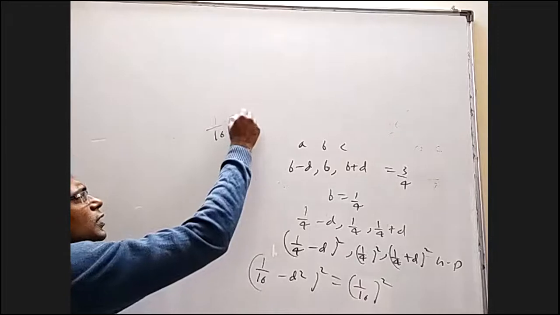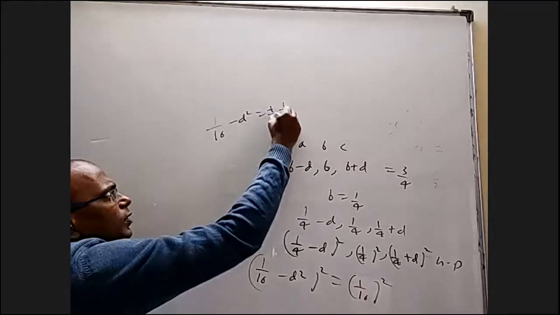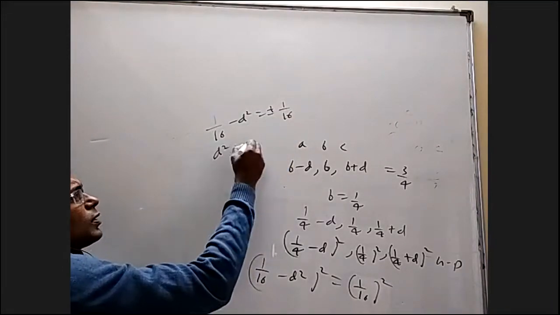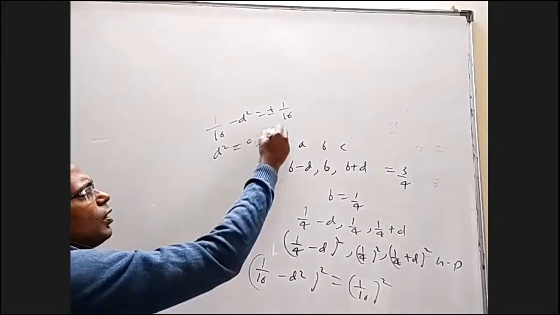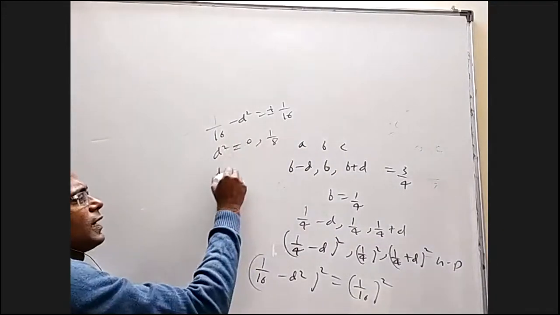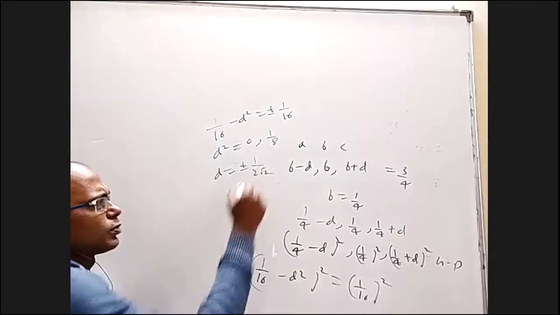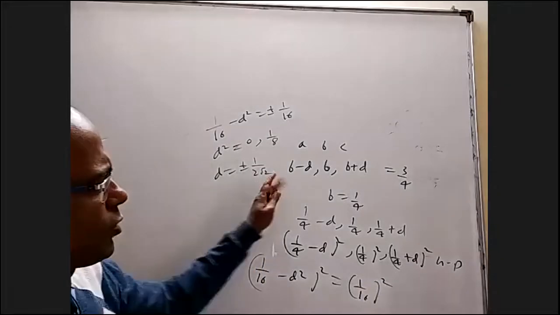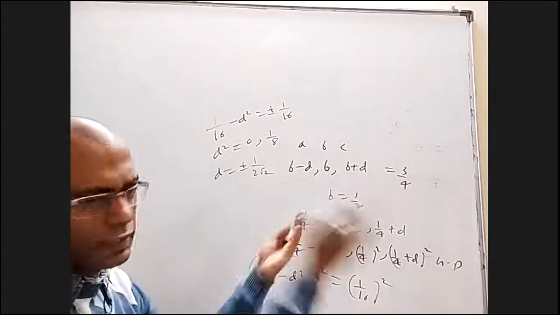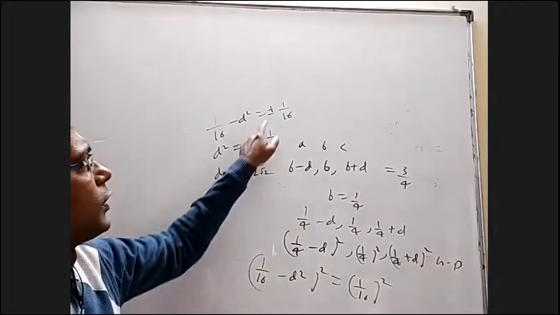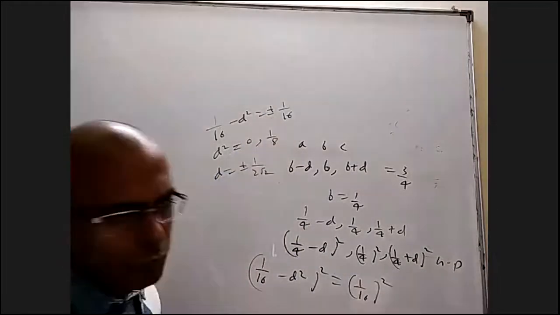So 1/16 − d² equals plus or minus 1/16. d² is equal to either 0 or 1/8. That will give you plus or minus 1/(2√2). If you take plus 1/√2 you will get one thing, and with minus 1/(2√2) the whole thing is reversed, that's all. So here, if you don't take the minus, you will lose it.